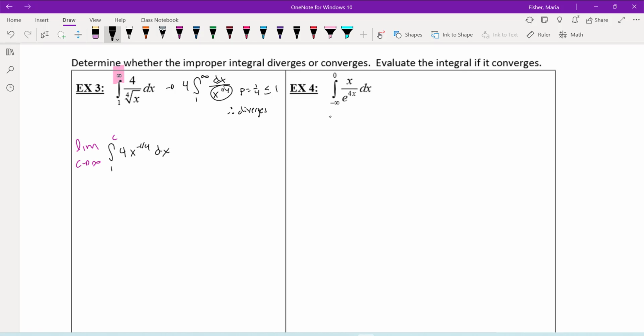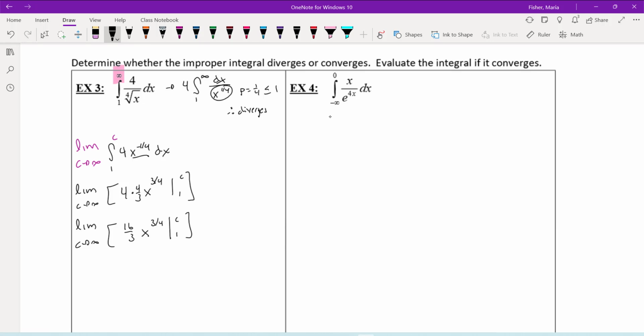Now use the power rule to evaluate the limit as c goes to infinity, and this is just going to be 4. If I add 1 here, it's going to be x to the 3/4, and then divide by 3/4, or you can think of it as multiplying by the reciprocal, which is 4/3. And this gets evaluated from 1 to c. Multiply those numbers first, and then plug in the limits of integration. So 16/3 x to the 3/4.